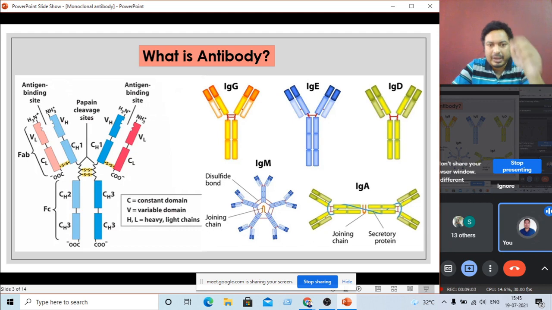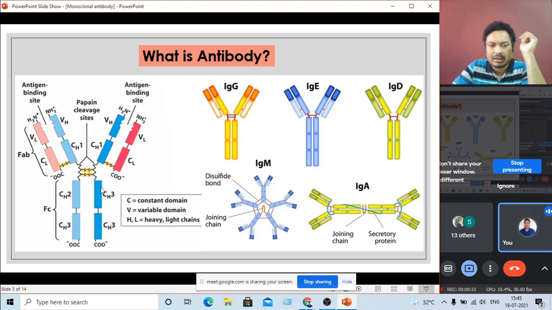Okay, so based on the antigenic structure, this antibody can also change its structure so that this region can bind to the antigen perfectly. That's why this region is called the variable region. So this region changes depending upon the changing nature of the antigen. This is variable, but these regions are called constant. Their structure remains the same.